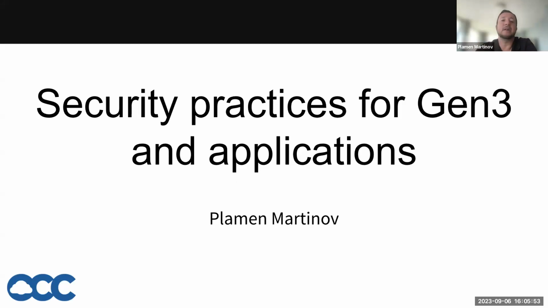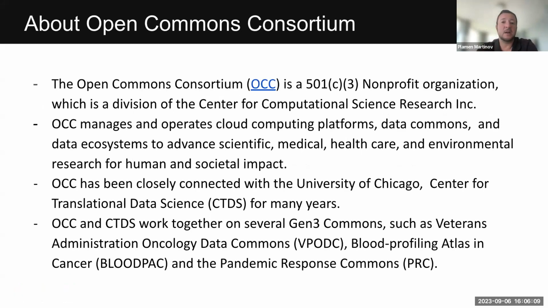I really appreciate it. Today, we're going to discuss a little bit about some strategic practices around Gen 3 and some of the work that we've been doing at the Open Commons Consortium for making sure the applications are secure. If you can go to the next slide, thank you. The Open Commons Consortium is a 501c3 non-profit organization, which is a division of the Center for Computational Science Research.